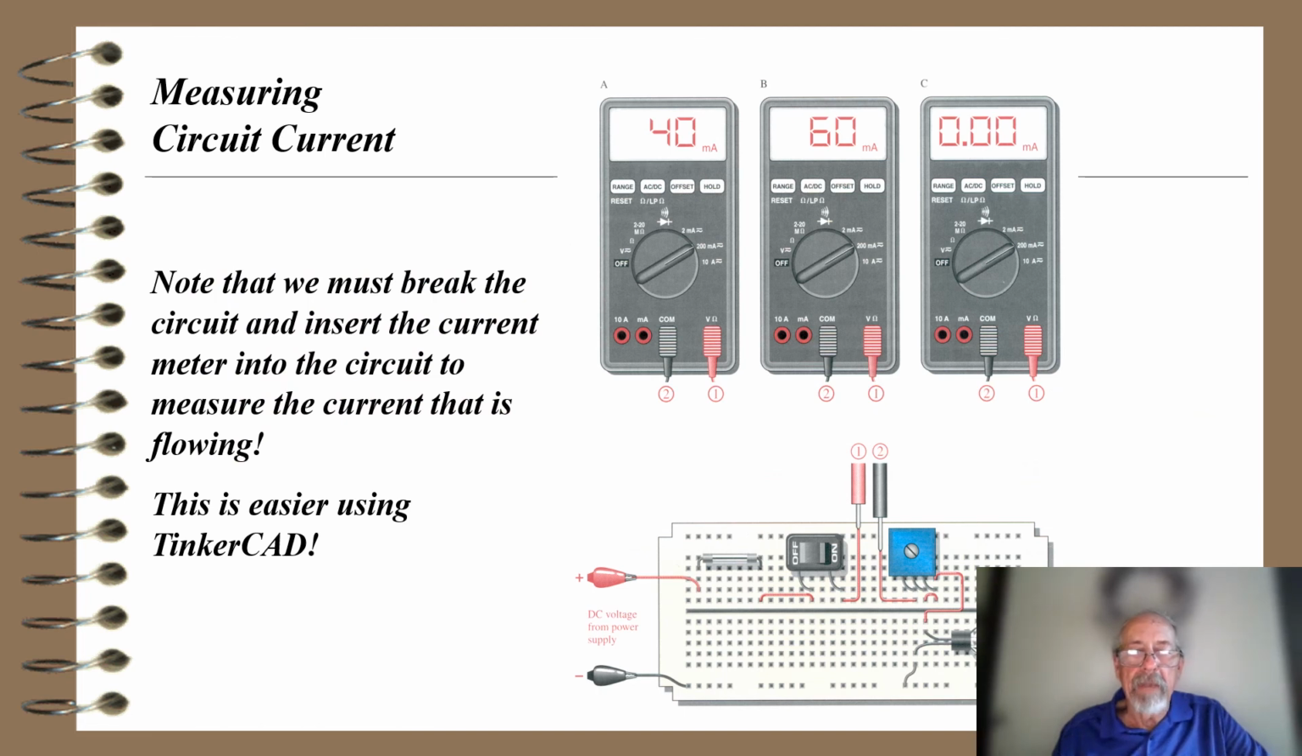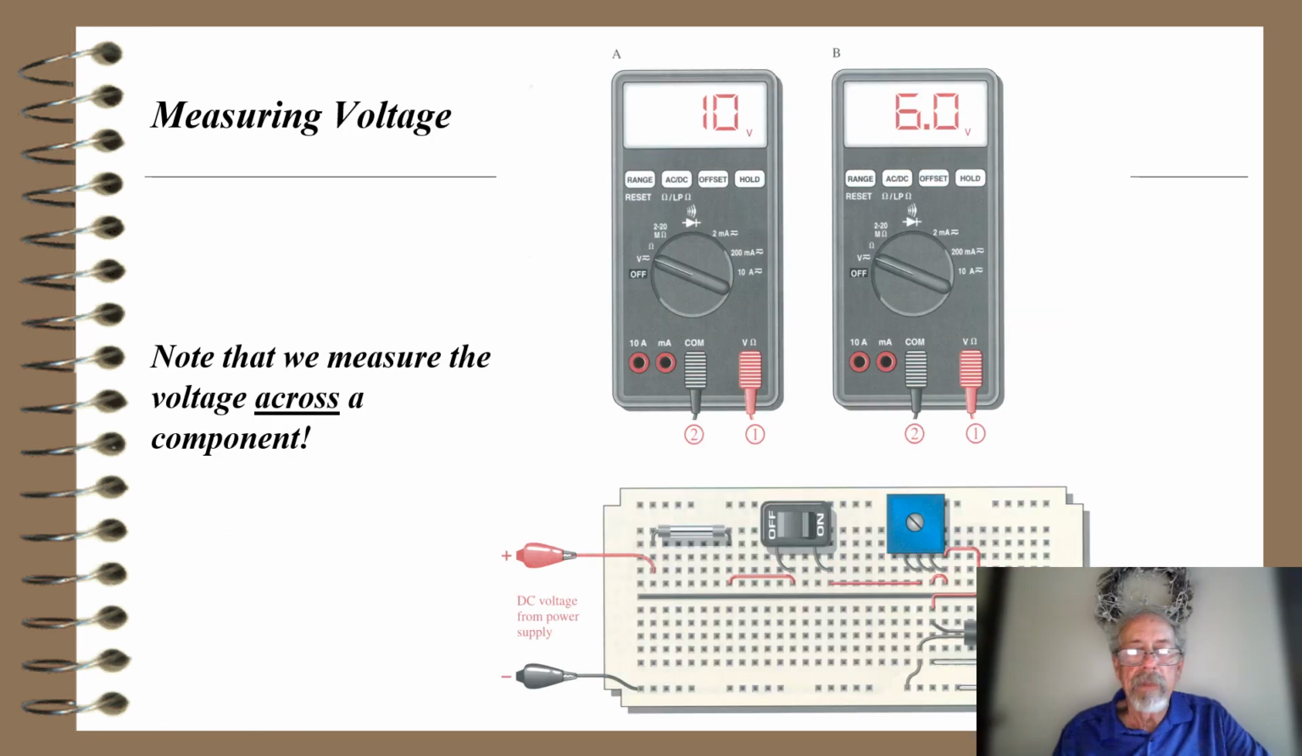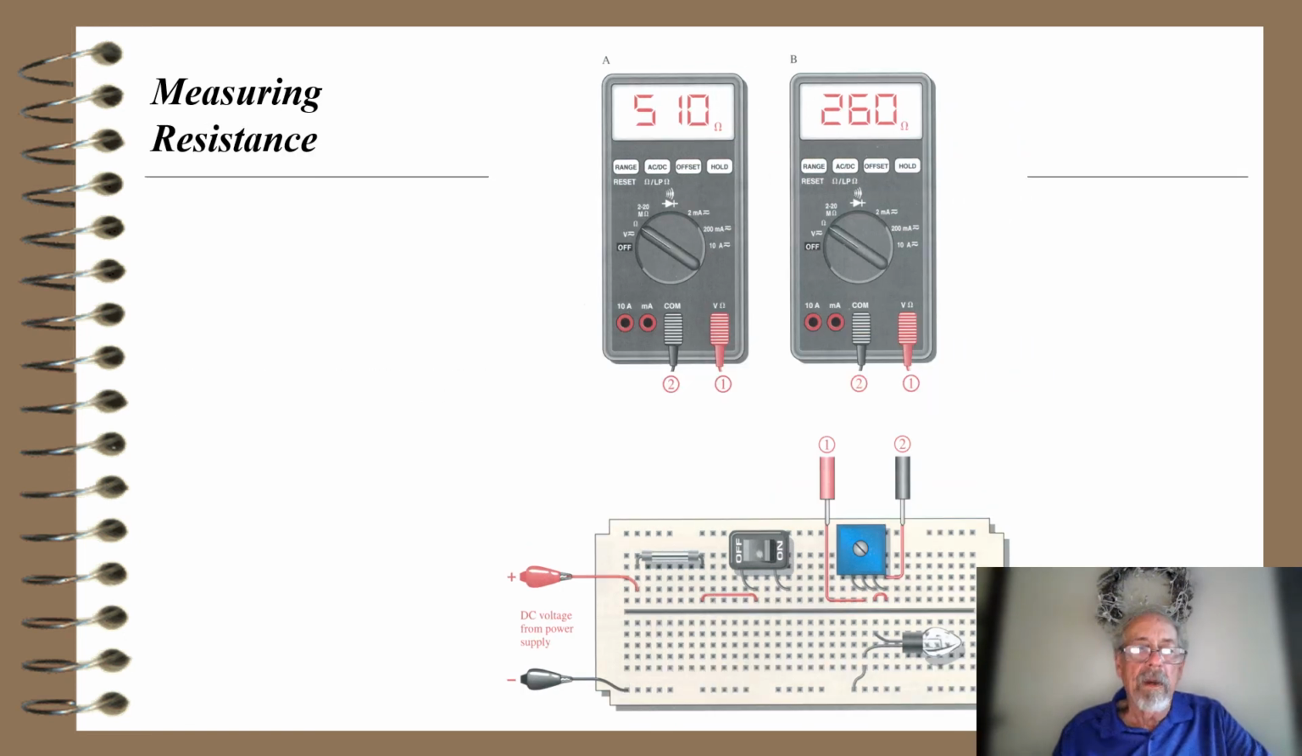So again, to measure current, we must break the circuit and insert the current meter into the circuit to measure the current that's flowing. This is easier using Tinkercad actually, but this diagram shows how we'd set up the proto board to do it. Measuring voltage, we can measure right across something, so we don't have to disconnect anything. That's pretty easy. Measuring resistance, we have to disconnect the component.